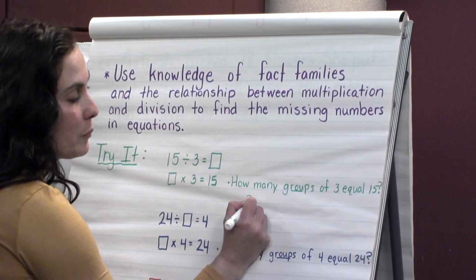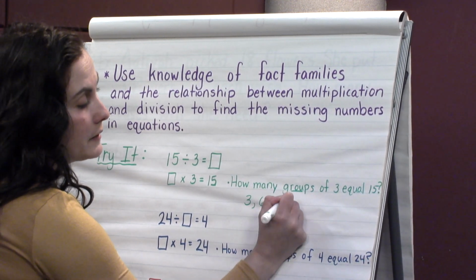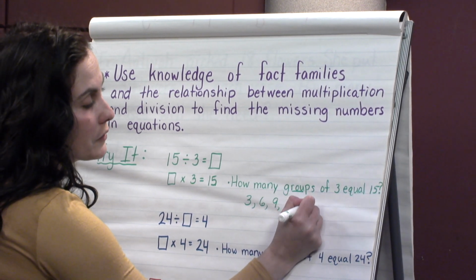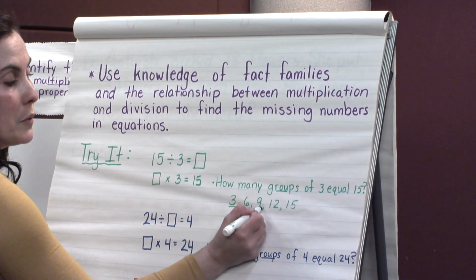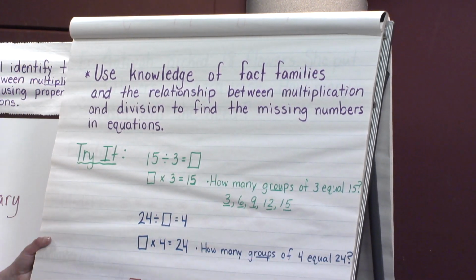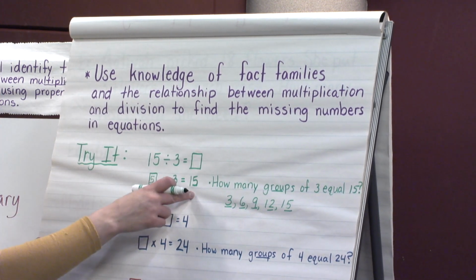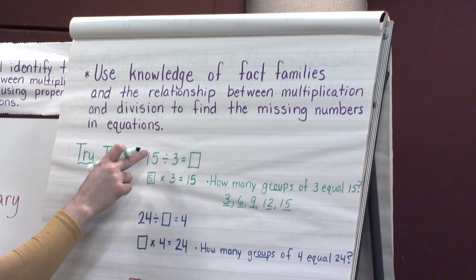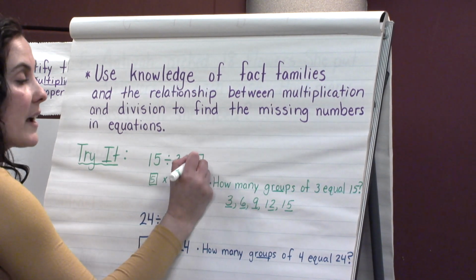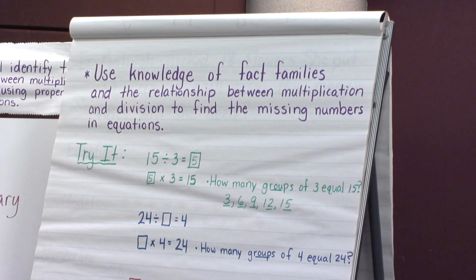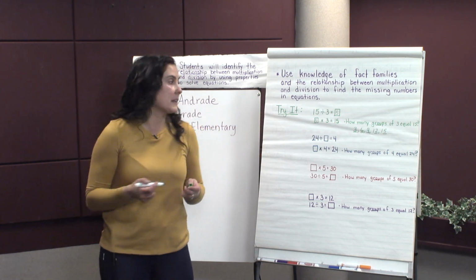So I have 1 group, 3, plus another group, 6, 9, 12, 15. How many groups is that? 1, 2, 3, 4, 5. There are 5 groups. 5 groups of 3 equal 15. So that tells me that if I have 15, I divide it by 3, I will end up with 5 groups. This is where fact families come into play. You can figure out the difficult division problems using multiplication.